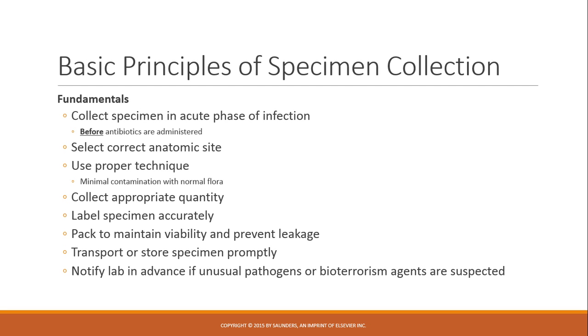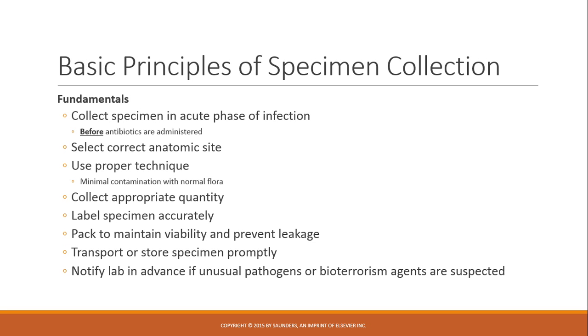So specimen collection should be taken in the acute phase while the symptoms of the disease are active, and before any antibiotics. Select the correct anatomic site. If a patient presents with symptoms suggesting a urinary tract infection, you're not going to collect a swab of the throat, right? So that's important. Believe me, it happens. Proper technique. So collecting a sample with as little contamination of the normal flora as possible.